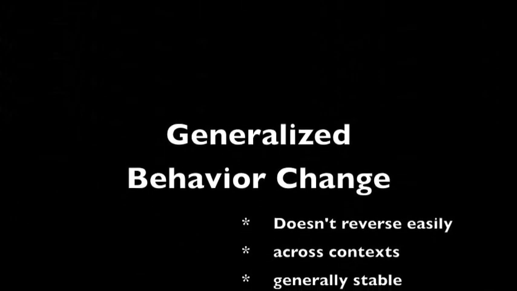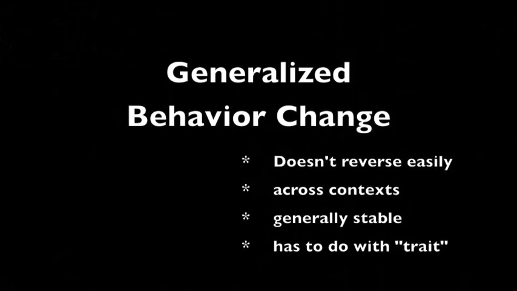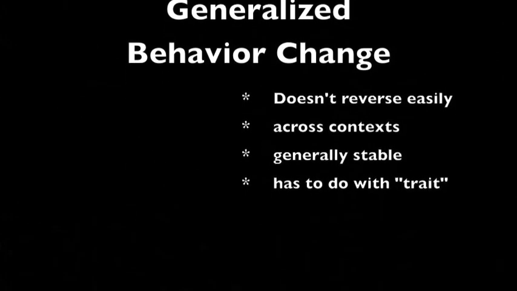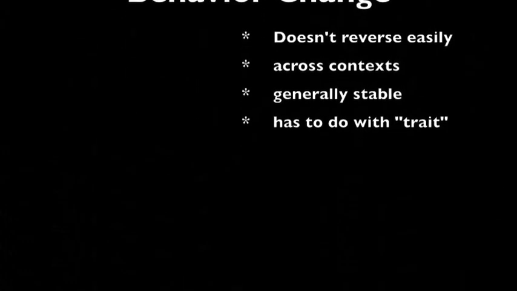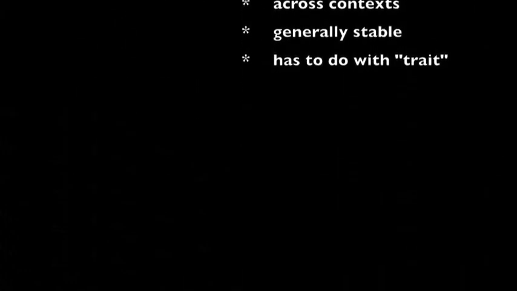On the other hand, a generalized behavior change refers to a behavior change in a person's skills or abilities. It's more referring to a change in a person's traits. So some clues that a behavior change is generalized is that it doesn't reverse quickly or easily. The behavior is exhibited across multiple contexts or with different interaction partners. It's generally stable from week to week. It's really more referring to a person's traits or their generalized abilities.